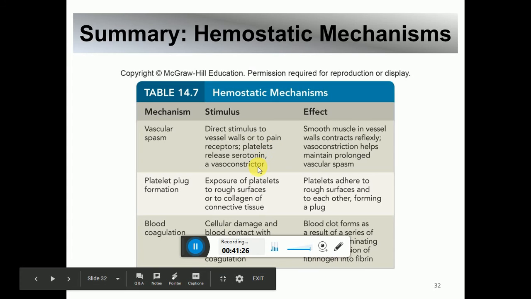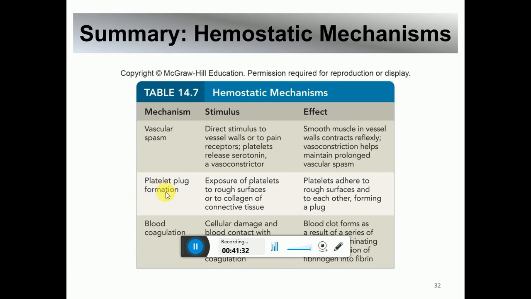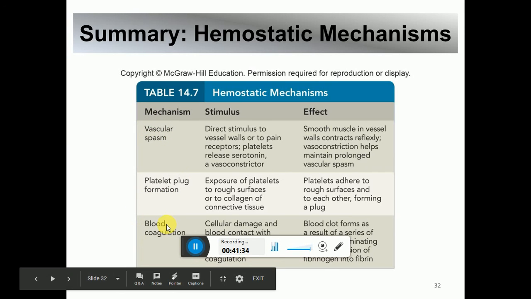Here you can see a summary of the 3 steps of hemostasis. So again, your vascular spasm, then your platelet plug formation, and your blood coagulation.